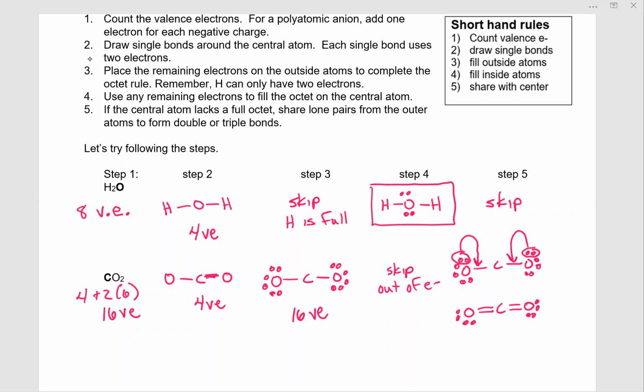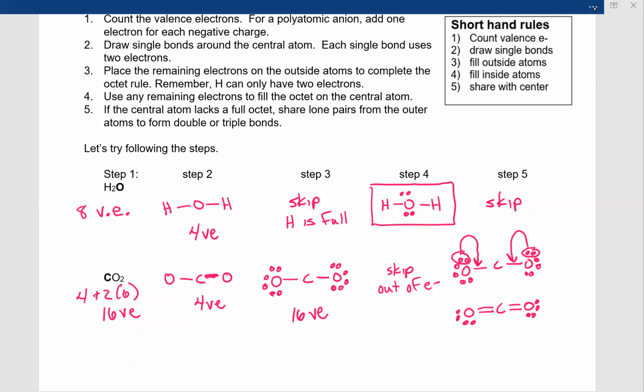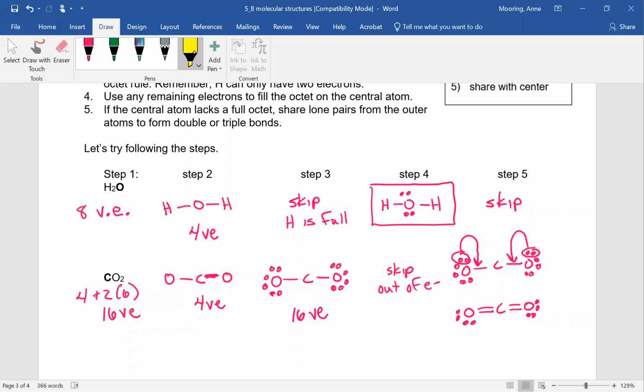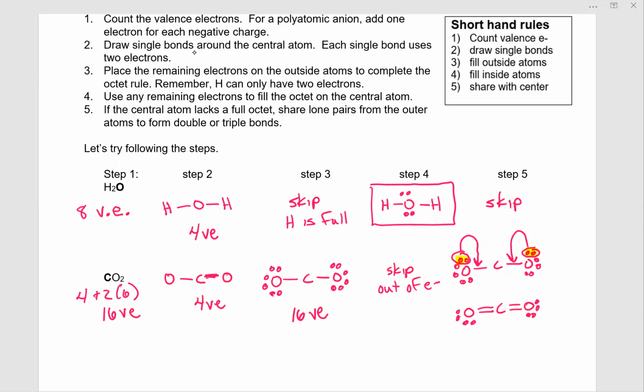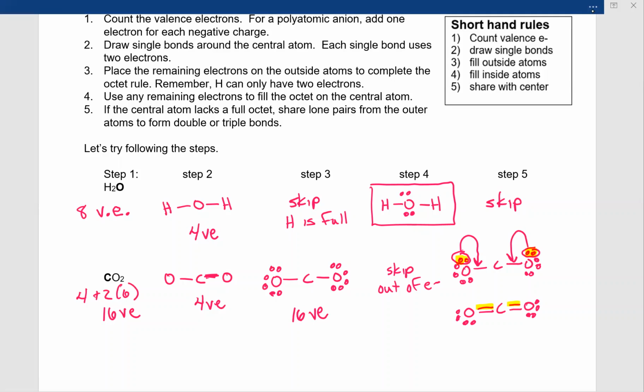There we go. So let me color code what I did so you can track what's supposed to happen. So I took that lone pair and I turned each of the lone pairs into a shared pair.